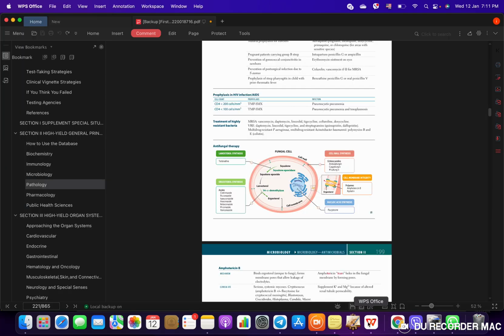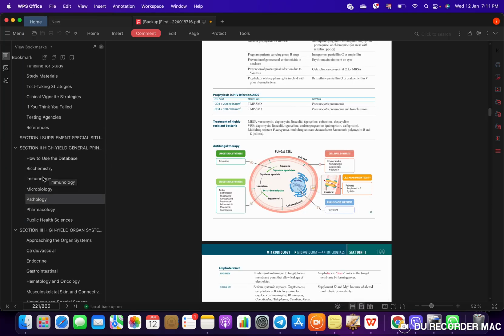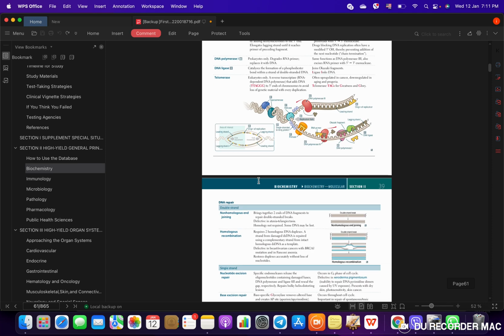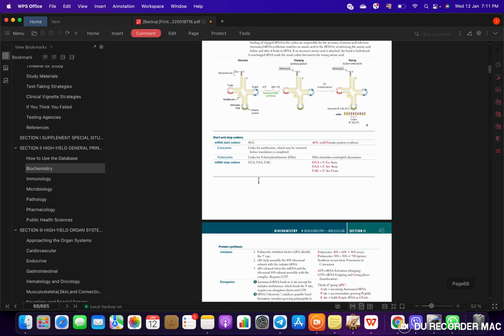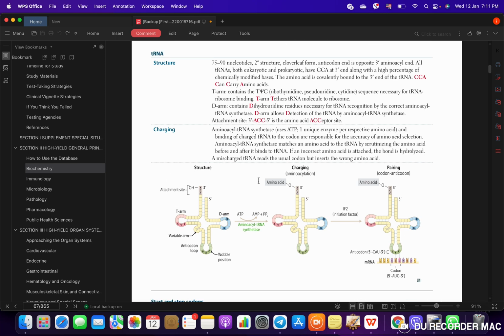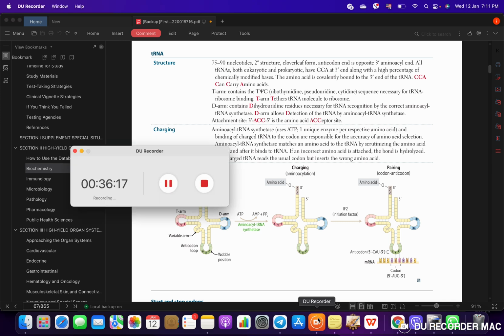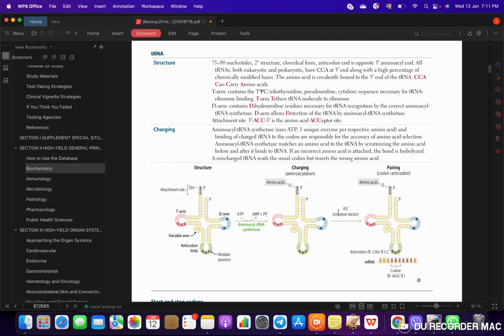As I was saying, now it's time to finish up the biochemistry, the molecular biology. So we'll be speaking about the tRNA structure, charging. What does the charging mean? What does it mean that we get a tRNA and we load up amino acids into the sequence which is being made inside of the ribosomes?